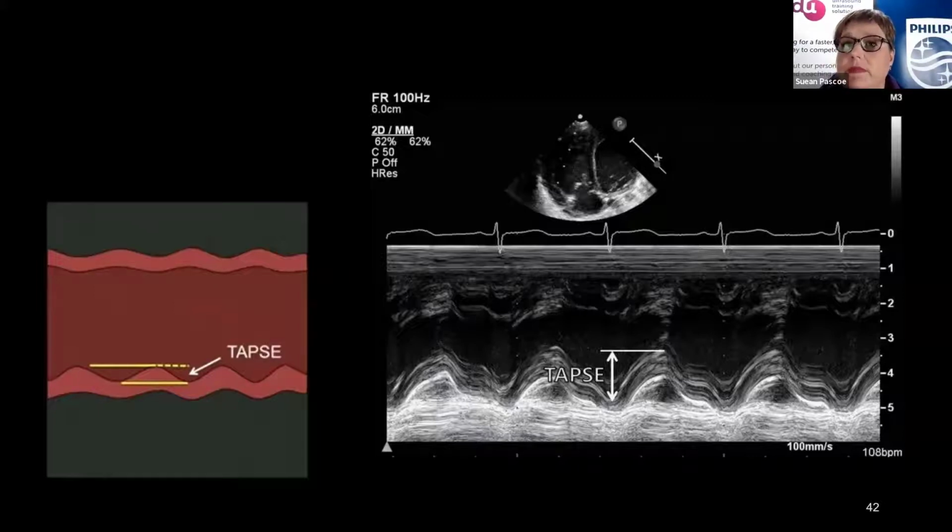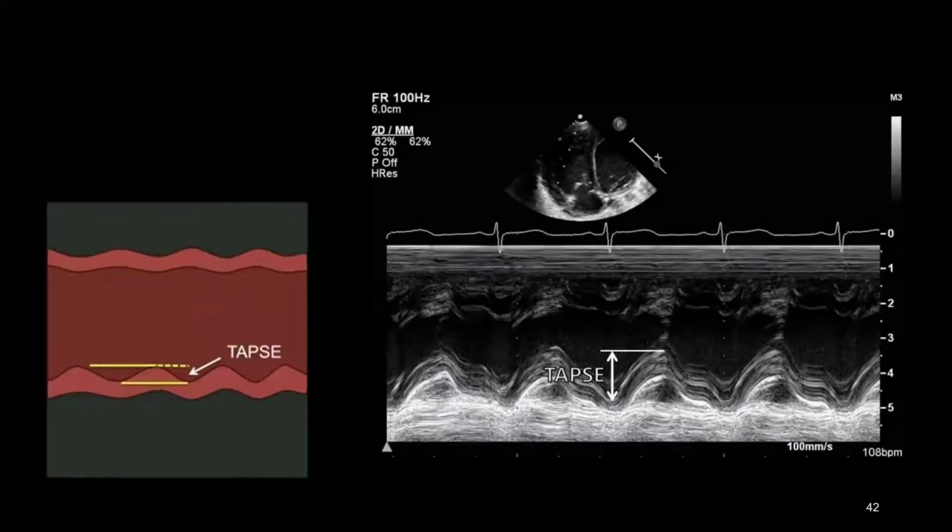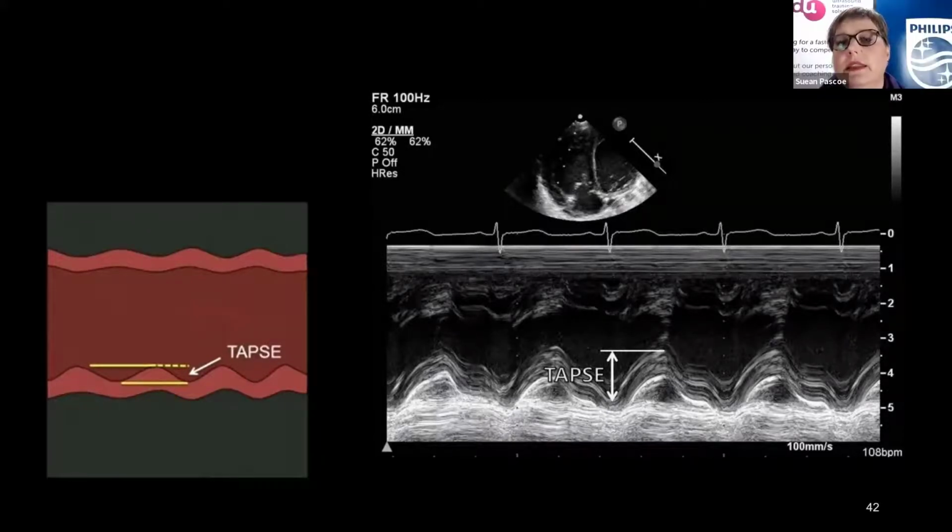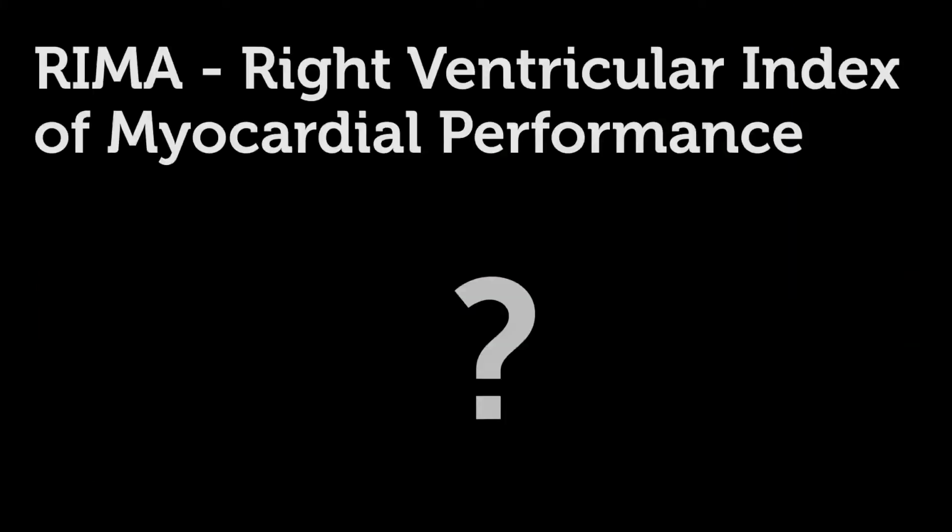So an abnormal TAPSE measurement doesn't mean that it's absolutely one, and it's not specifically saying that there's a saddle embolus here. There's more reasons why the right ventricles might not work.